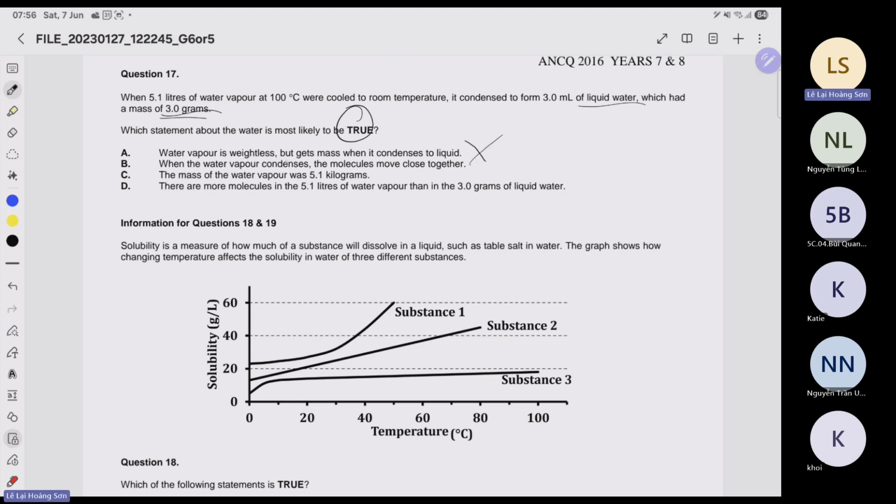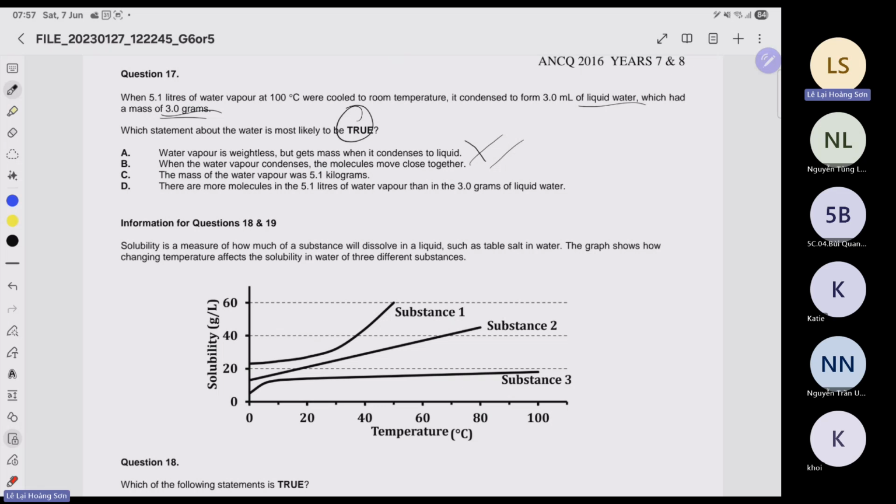All right, it cannot get mass when it condenses to liquid. No, everything has mass. Even the air that you're breathing in has mass. It's just whether we can measure it or not. Everything that is matter will have mass. When the water vapor condenses, the molecules move closer together. Okay, that's correct, right? Because you have learned already that when you have condensation, the molecules will move closer to each other.